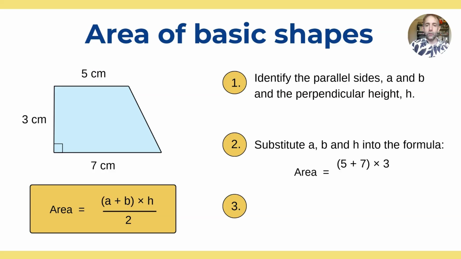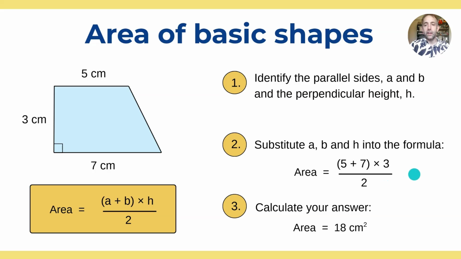So area equals 5 plus 7. So 5 plus 7 is 12. Times it by 3 is 36. And then we need to remember to divide by 2, and that will give us 18. I'm just going to show you that it can work slightly differently as well. If I did 5 plus 7 is 12, and then divide by 2, that is 6. Then multiply by 3, I also get 18.